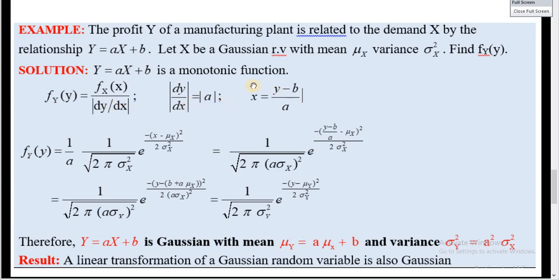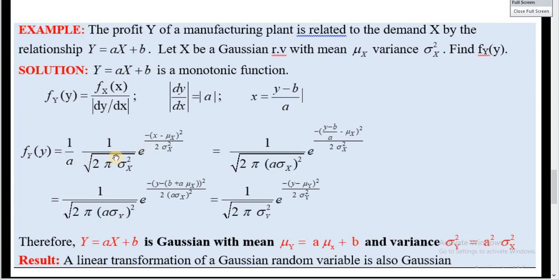And making the inverse solution, so x in terms of y is y minus b divided by a. Now the density function f_Y of y equals the density function of x, which is 1 over square root of 2 pi sigma x squared, e to the minus (x minus mu x) squared over 2 sigma x squared. This is the density function of x, and this is the derivative dy by dx.